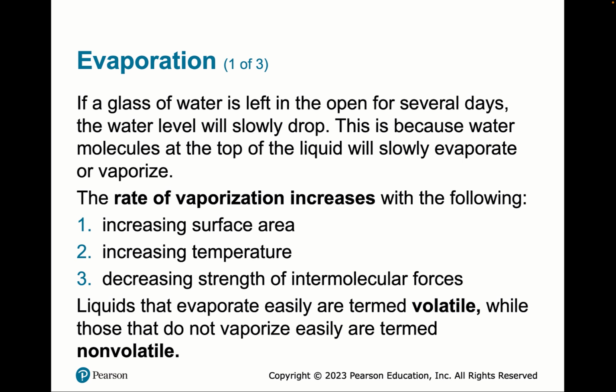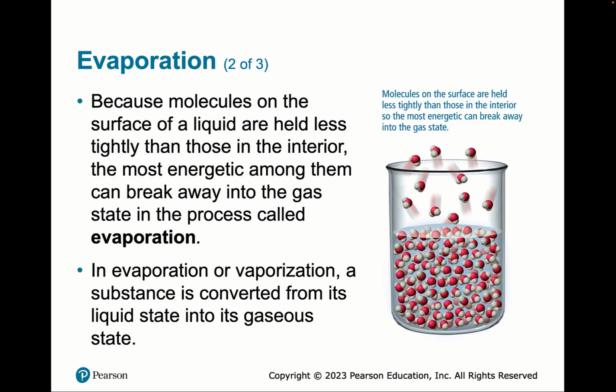Increase the surface area, so if you have a puddle instead of a glass of water. Increase the temperature, that increases the vapor pressure. And also decrease the strength of the intermolecular forces, which would need you to change substances. So liquids that are easy to evaporate, we call them volatile, and things that are not so easily vaporized, non-volatile. And this process is evaporation, and it's an equilibrium process.